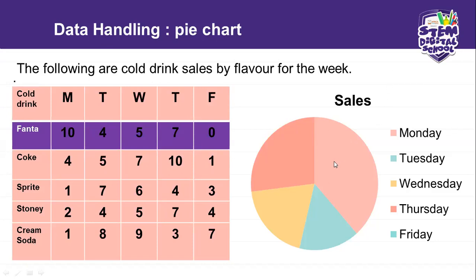Let's look at the graph. Our graph there for Thursday is this pink, the darker pink. And if we look at the sizes of the pie, we can see that indeed on Thursday, it's the second highest sales of cool drinks.